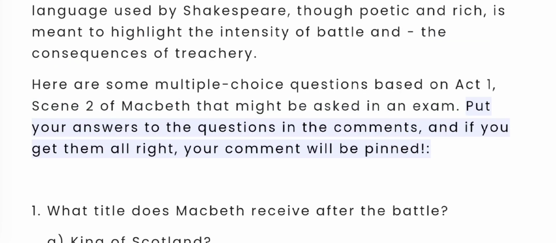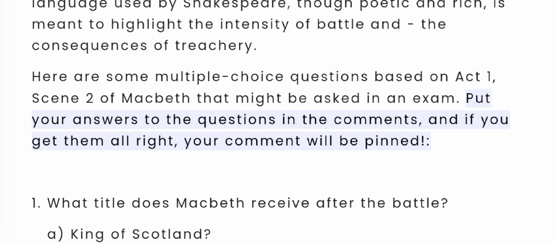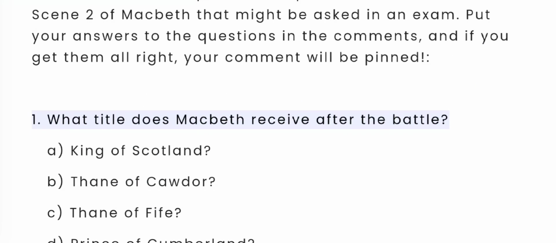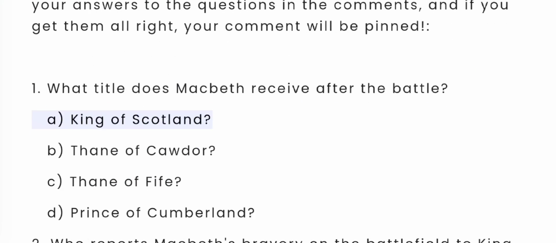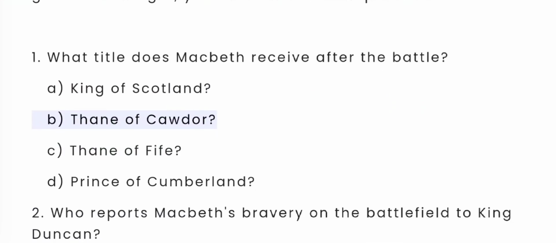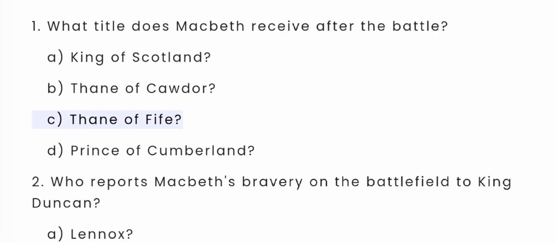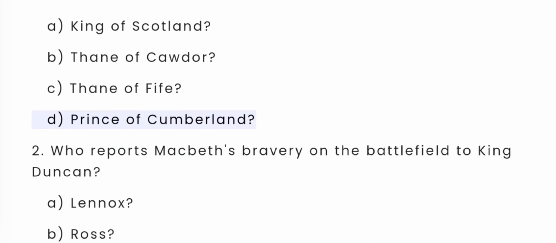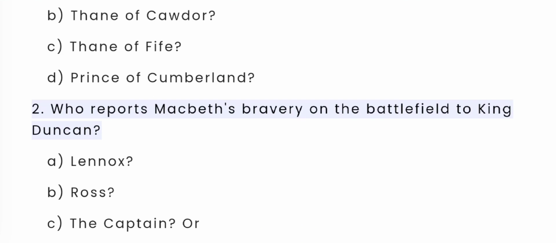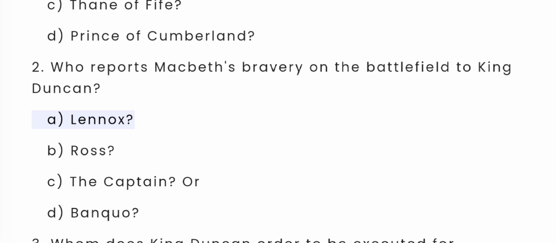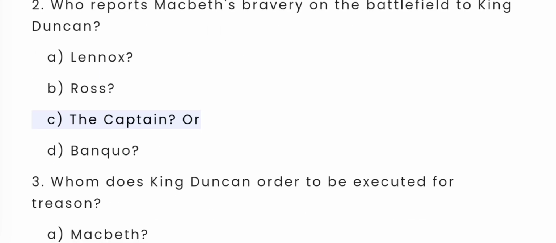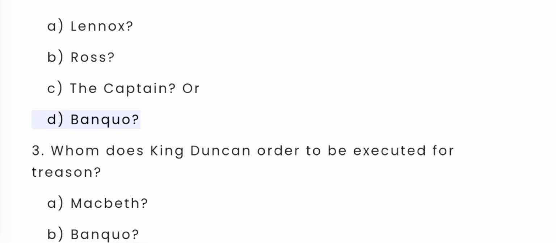Here are some multiple-choice questions based on Act 1, Scene 2 of Macbeth that might be asked in an exam. Put your answers to the questions in the comments, and if you get them all right, your comment will be pinned. 1. What title does Macbeth receive after the battle? A. King of Scotland? B. Thane of Cawdor? C. Thane of Fife? D. Prince of Cumberland? 2. Who reports Macbeth's bravery on the battlefield to King Duncan? A. Lennox? B. Ross? C. The captain? D. Banquo?